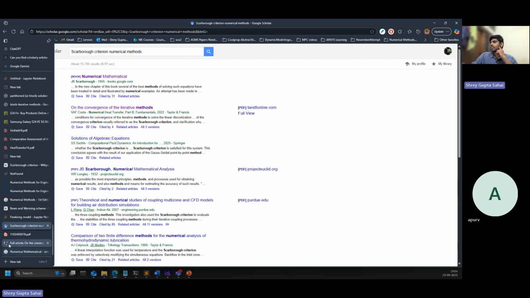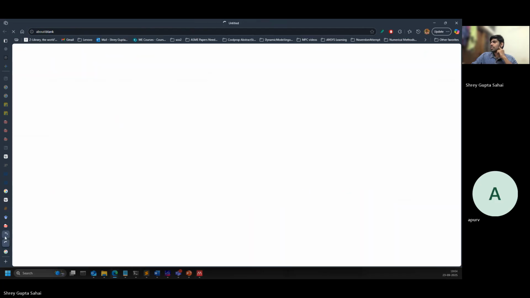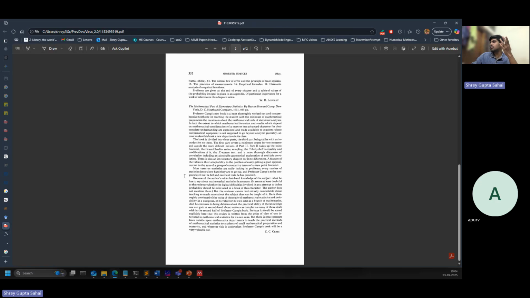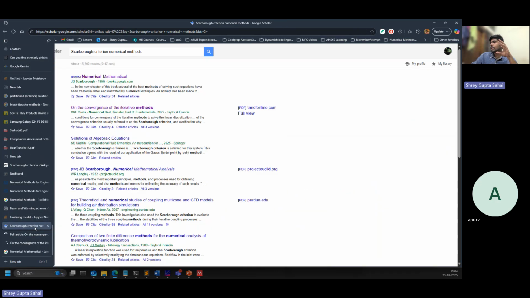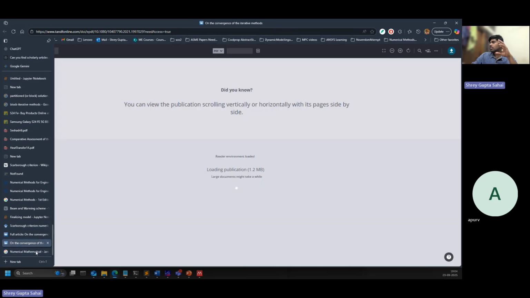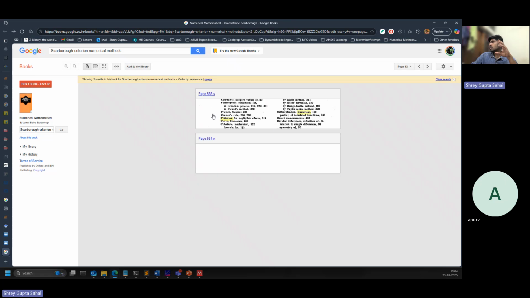Let's see. Definitely, his book would cover something on this. And as you can see, they have done a full thorough analysis. At least we can frame that from this book, at least the first few pages of this book. Method of solving.